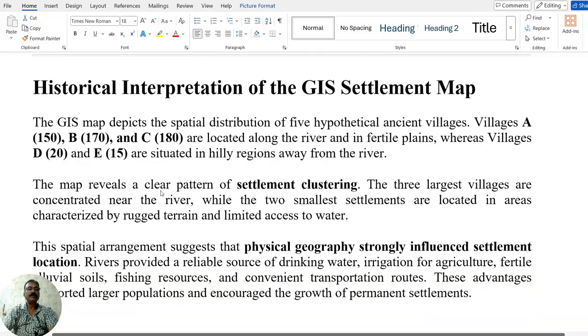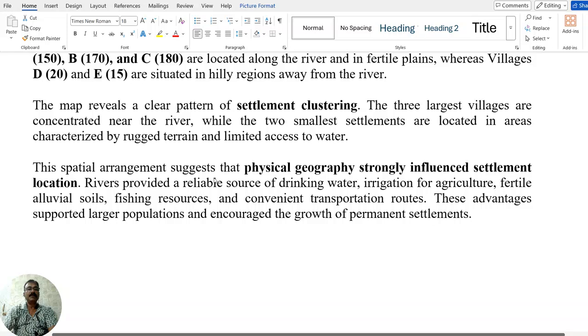So the map reveals a clear pattern of settlement clustering. The three largest villages are concentrated near the river, while the two smallest settlements are located in areas characterized by rugged terrain and limited access to water. This spatial arrangement suggests that physical geography strongly influenced settlement location. Rivers provided a reliable source of drinking water, irrigation for agriculture, fertile alluvial soils, fishing resources, and convenient transportation routes.